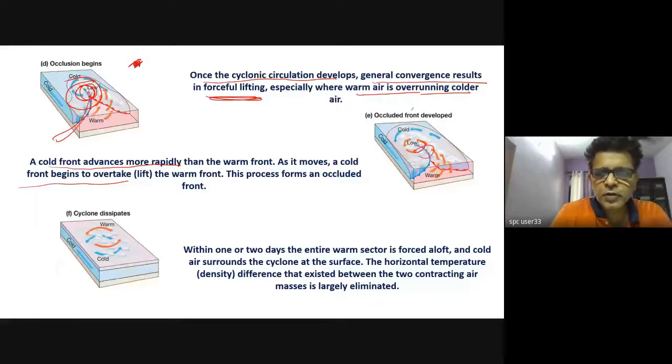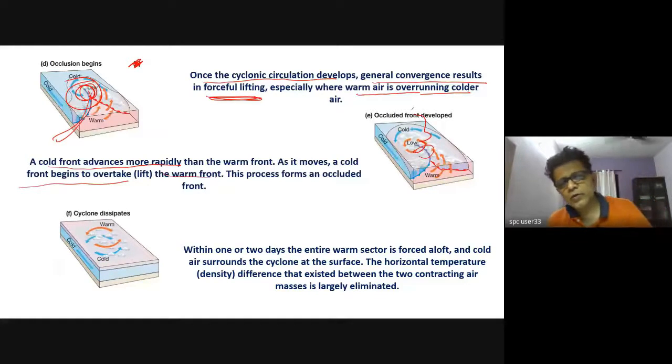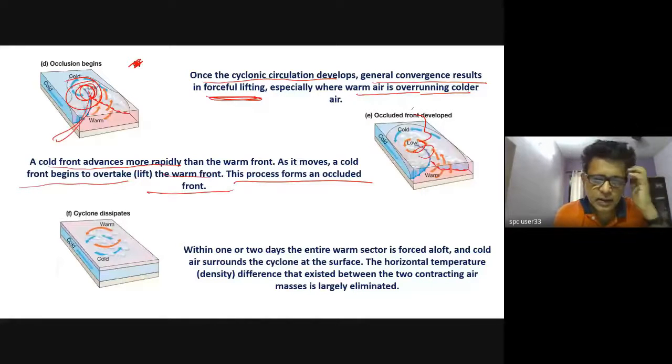The warm front. The process forms an occluded front, and after this is formed, within a day or two, the entire warm sector is forced afloat. The entire warm sector is forced afloat. So this is going to be warm.